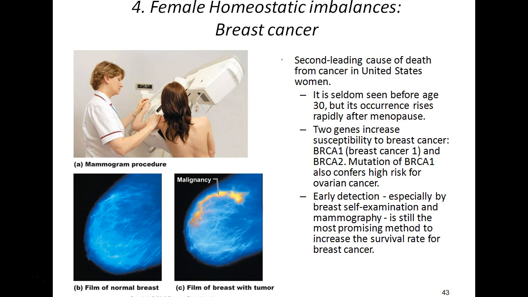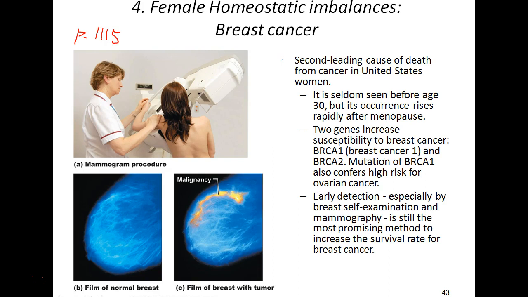Another homeostatic imbalance in the female reproductive system is breast cancer. McKinley discusses this in depth on page 1115. And breast cancer is the second leading cause of death for women in the United States. In other words, breast cancer affects approximately 1 in every 8 women in the United States of America. It is quite uncommon in males.